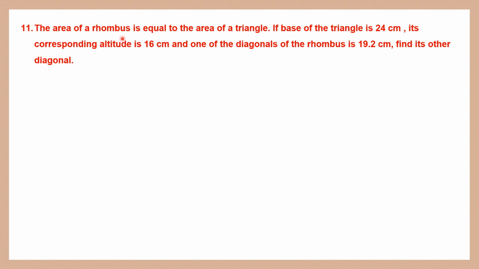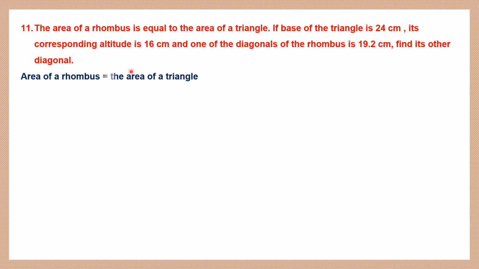Question 11. The area of a rhombus is equal to the area of a triangle if the base of the triangle is 24 centimeters and its corresponding altitude is 16 centimeters. So we've been given some measurements of the triangle, and one of the diagonals of the rhombus is also given to us. We have to find the other diagonal. Now, if we have to find the other diagonal, since we have one, we need to find the area of this rhombus. So to find the area of the rhombus, first we need to find the area of the triangle because both are the same. They are equal to each other.